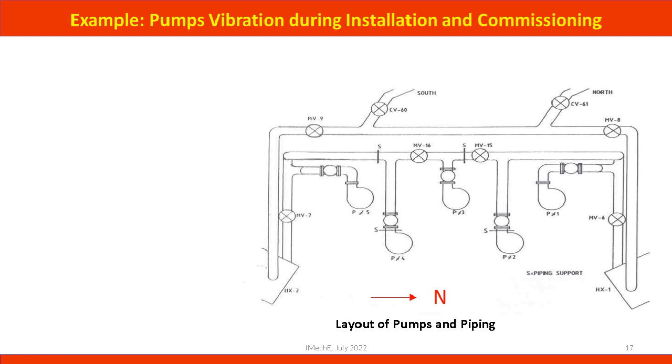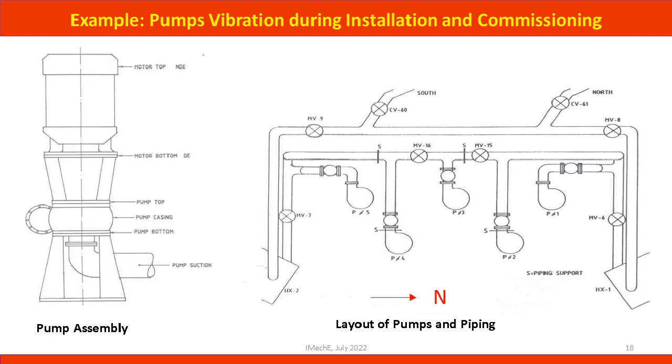So you can see on this screen, there are five centrifugal pumps. If you look at the inlet piping and outlet piping, the layout is completely different. That means the support to each pump is completely different. When the supports are completely different, the natural frequency of each pump assembly is going to be different. So it means that the dynamics of each pump are going to be different.